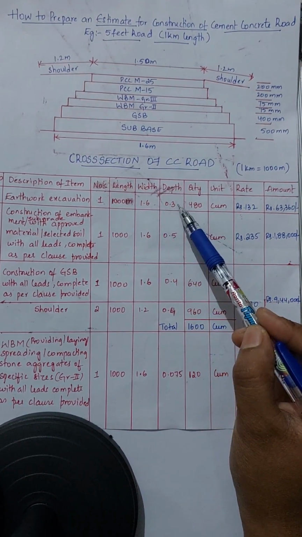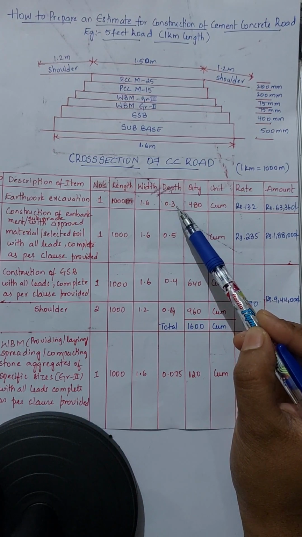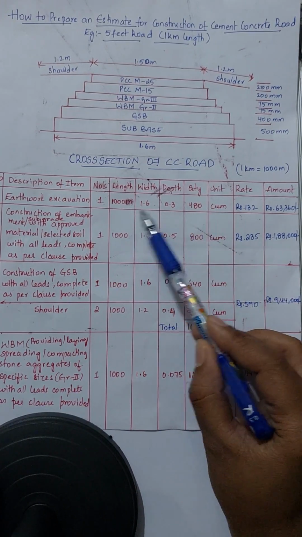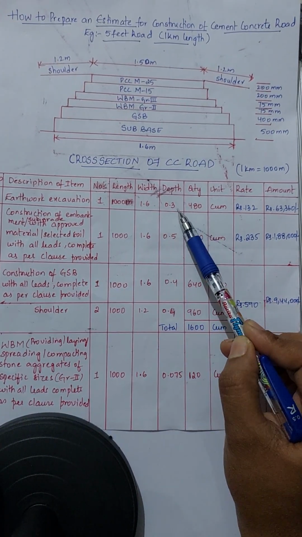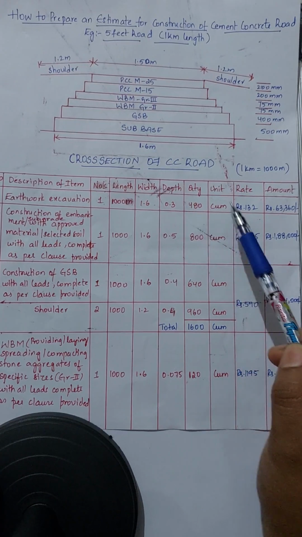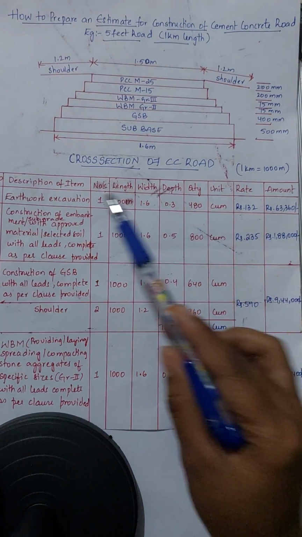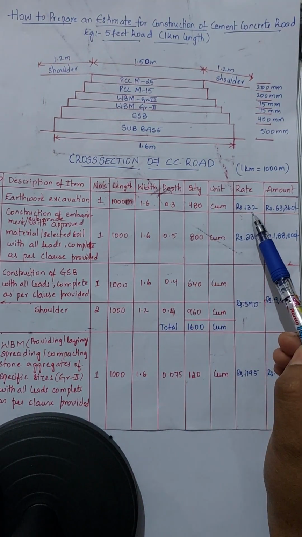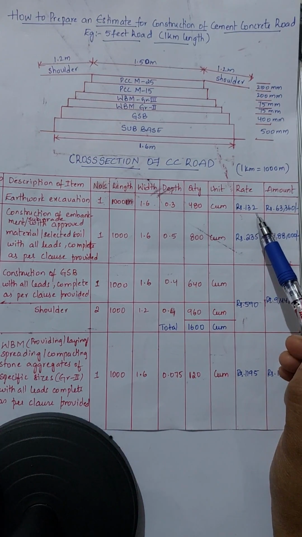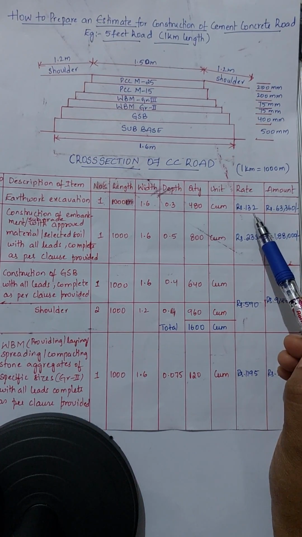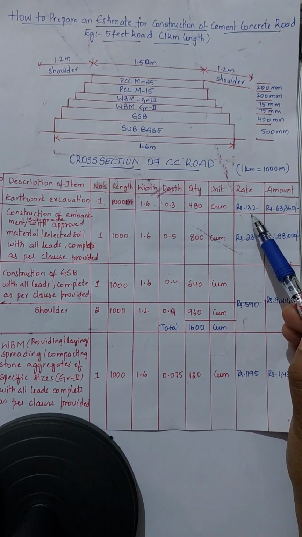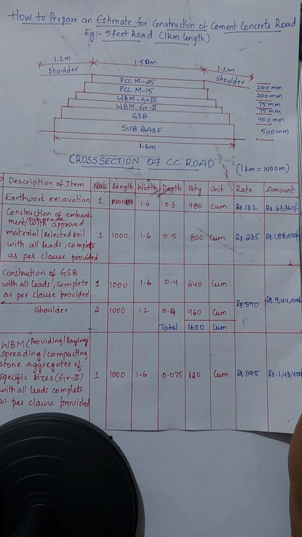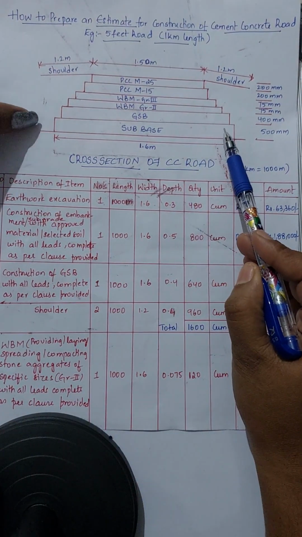Generally we take the depth for earthwork excavation as 0.3 meters, which is 300 mm. So the quantity will be 1000 meters into 1.6 into 0.3, which gives 480 cubic meters. And the rate we are taking includes all materials required for earthwork excavation. These rates are taken approximately. They may increase or decrease due to the present market rate, so please avoid this and consider the present market rates. So 132 into 480 gives rupees 63,360.